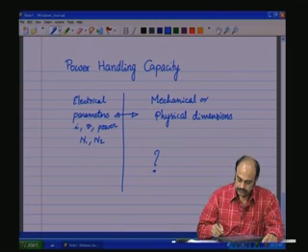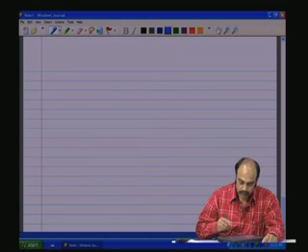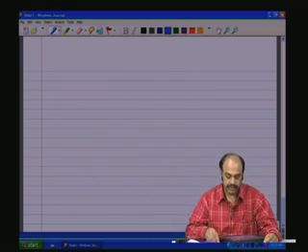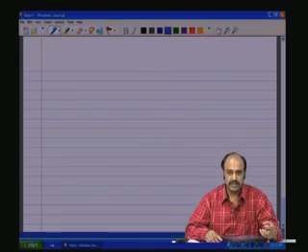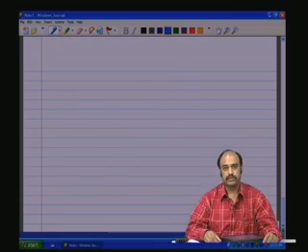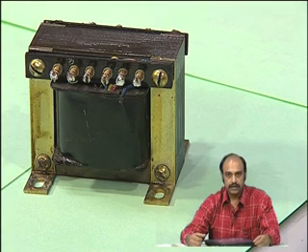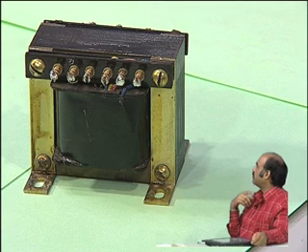Let us have a look at the transformer to get a better understanding of what are the physical dimensions that we are going to talk about. Let us have a look at the transformer to understand its physical dimensions. So, you see the picture of the transformer here.